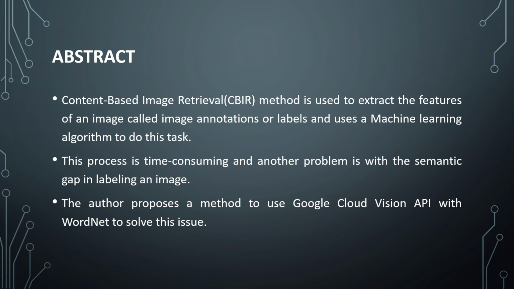So to overcome this problem, Google Cloud Vision API is a solution because it can save much computational time. To resolve the second problem, the semantic gap, a transformation method is defined for mapping the undefined terms by using WordNet. The experiments are performed and the results show that it is better than three well-known machine learning algorithms.